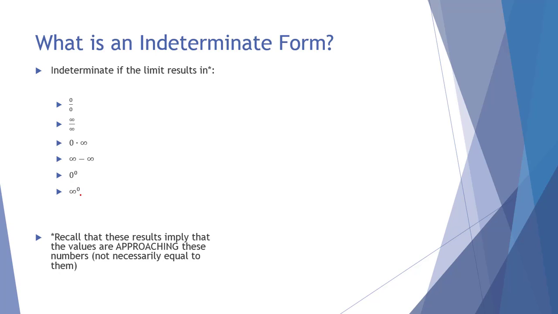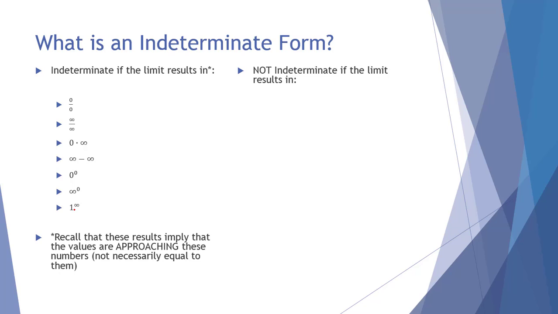The 0, because it's in the exponent, is attempting to make this quantity equal to 1. So we don't know what the result would be. 1 to the infinity, same thing. The 1 in the base is trying to hold the value at 1, but an infinity in an exponent is trying to grow this infinitely large. We don't know which one wins. So all of those are indeterminate forms.